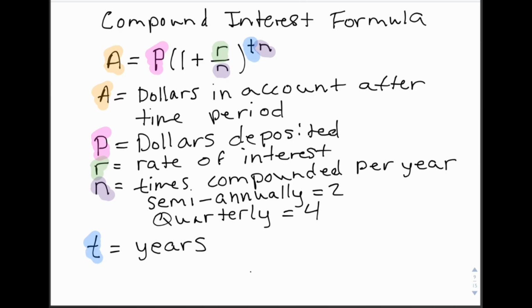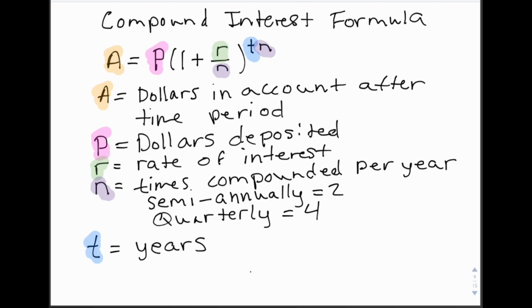So our compound interest formula is going to state A is equal to P times 1 plus R divided by N, and then it's going to raise that quantity to the T times N. So if you look at these different types of color coding, our A is going to represent our dollars in our account after some sort of time period.